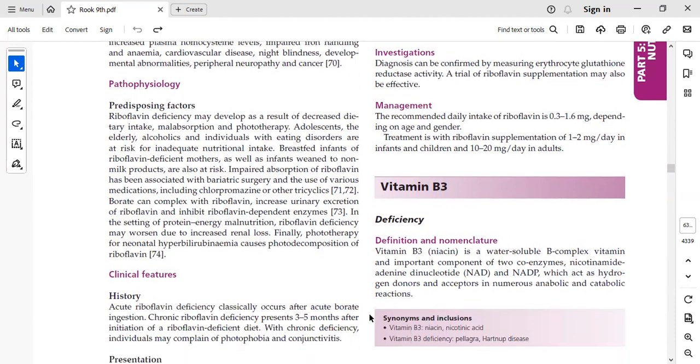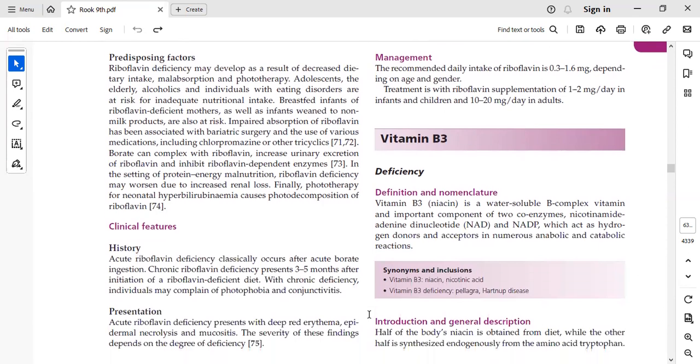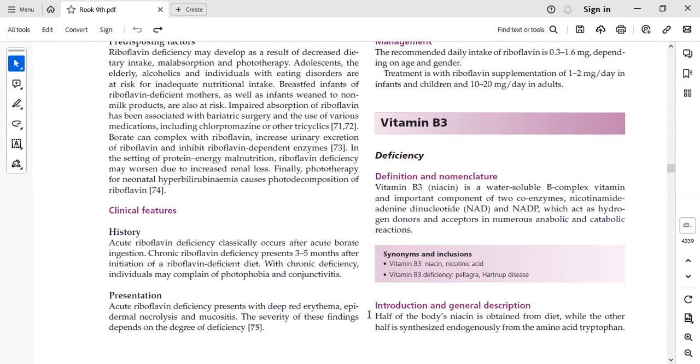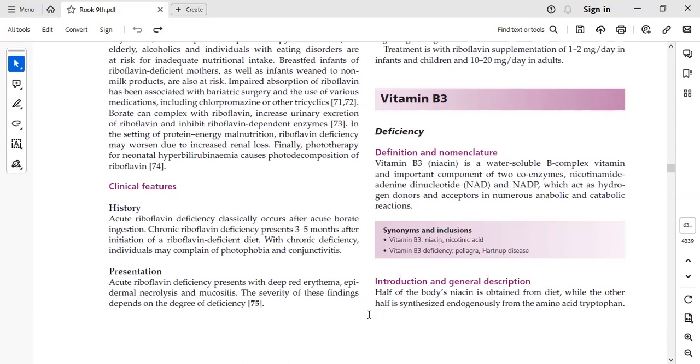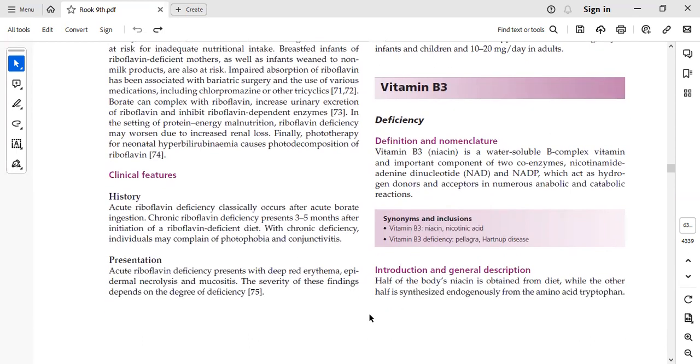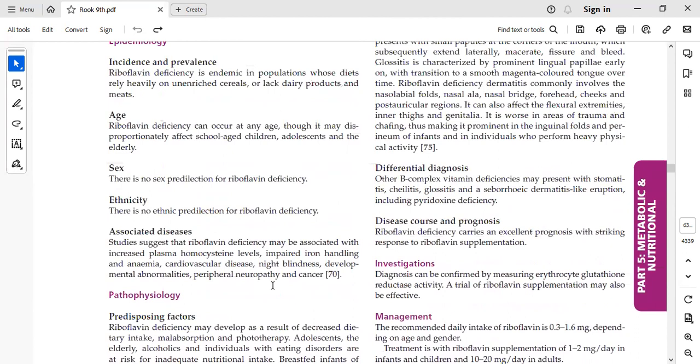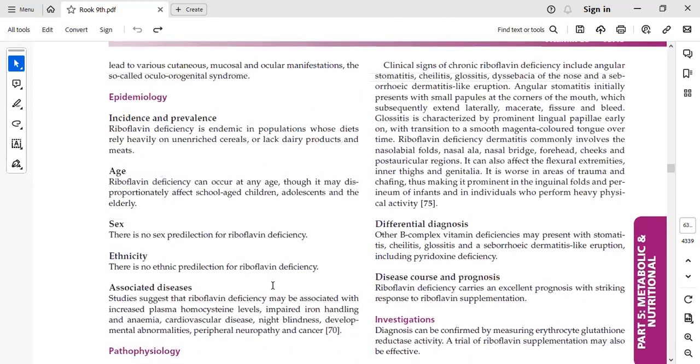Now, how does it present? There are two presentations, one acute and one chronic. The acute presentation is due to acute borate ingestion, whereas the chronic deficiency presents months after a riboflavin deficient diet. In the acute, there is going to be deep red erythema, epidermal necrolysis, and mucositis. Whereas in the chronic, there are going to be the top three findings that you see in each and every vitamin deficiency, which are angular stomatitis, cheilitis, and glossitis. These three findings we are going to find.